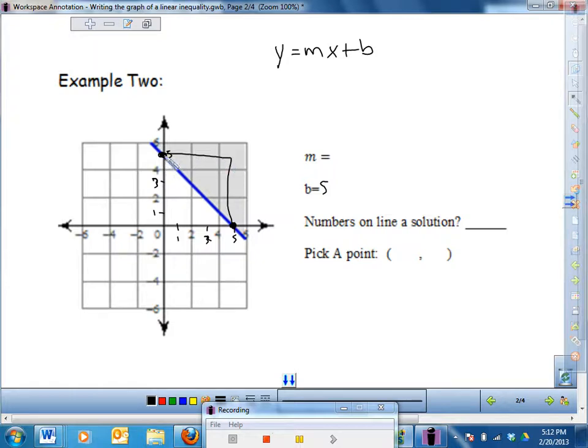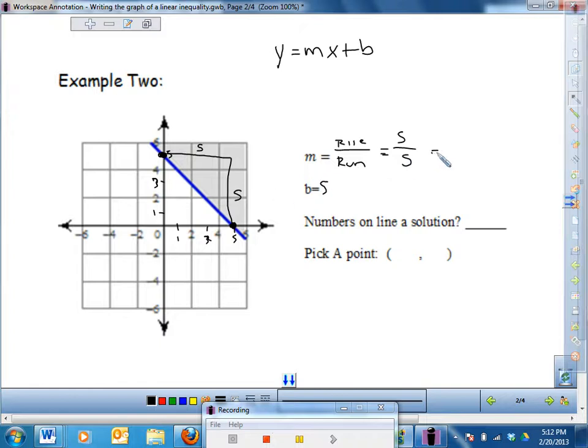But we can say, okay, from 0 we went 1, 2, 3, 4, 5 over. And how many did we go down from 5? 1, 2, 3, 4, 5. So I know slope is going to be rise over run. I had a rise of 5. I had a run of 5.